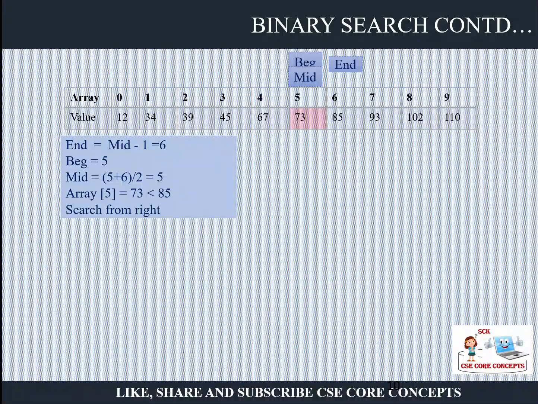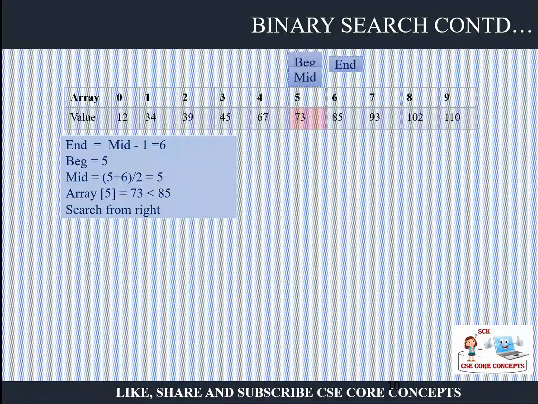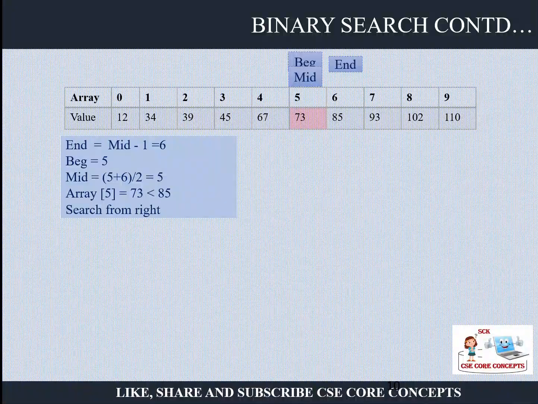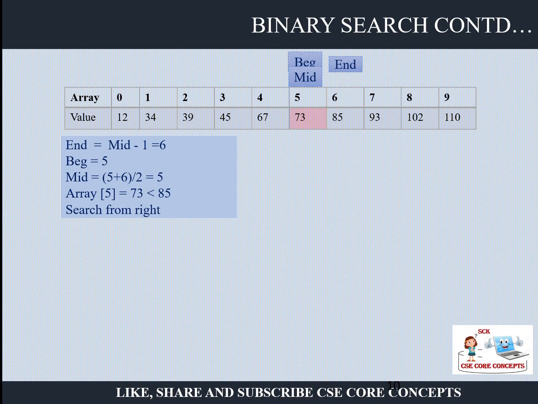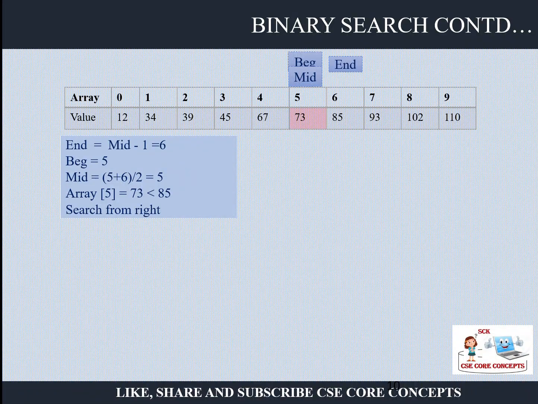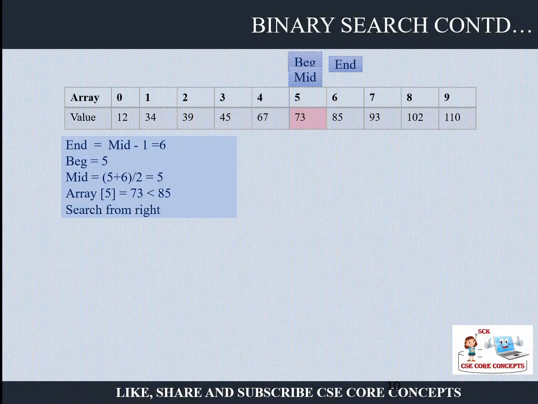Now my beginning is 5. Now if I am finding out the middle element, beginning is 5, end is 6, 5 plus 6 divided by 2. Again if I take the integer value, it will come 5. So this is the case where my beginning and end are same, that doesn't matter, and my value is 73. Compare it with the search element, that is 73 is now less than 85. So again I have to go to the right hand side because it is less than. Now to go to the right hand side, whom do we update? We update beginning. So beginning will become mid plus 1.